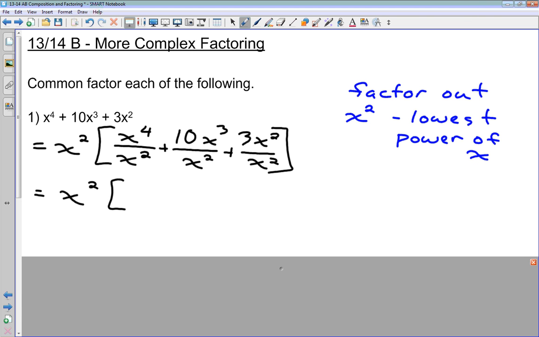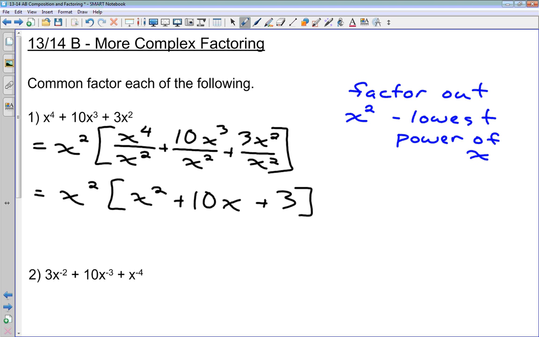So x to the power of 4 divided by x squared. We just subtract the exponents, and we get x squared. 10x cubed divided by x squared: again, we subtract our exponents, and we just get 10x. In the last one, our x squareds cancel out, and we're left with just a plus 3. You're so good at this now that you don't even think about the division step while you're doing it. But as we go on to other, more complicated kinds of factoring, it's going to be helpful to think about that division step as we're doing it.